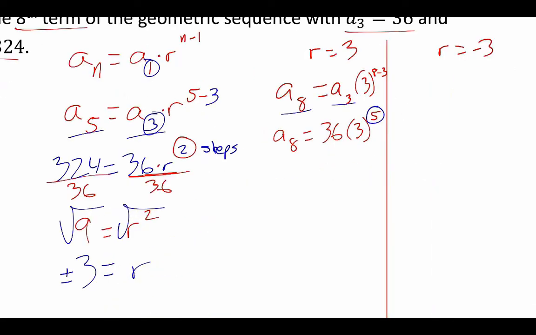Okay, so a sub 8 equals 36 times 3 to the 5th, folks. I'm going to go out on a limb and say most of us are just going to use a graphing calculator for that, or any calculator for that. And that's perfectly okay. We get 8,748. That's one of our answers.